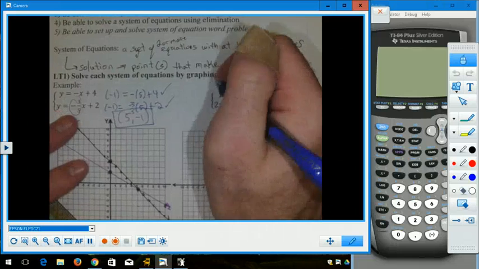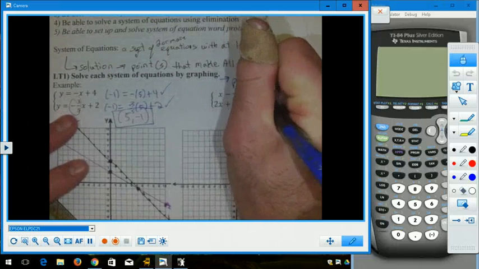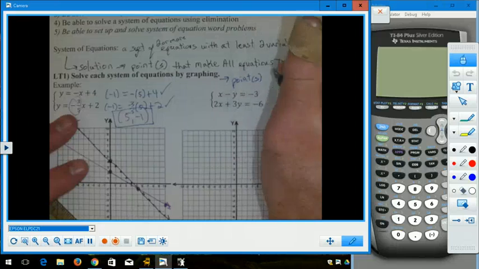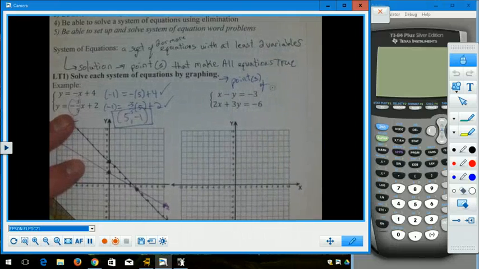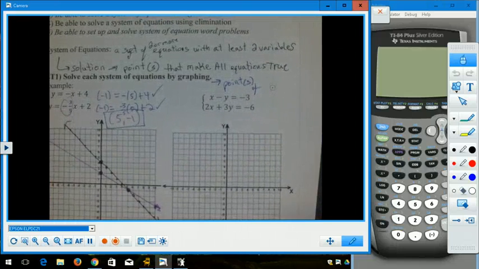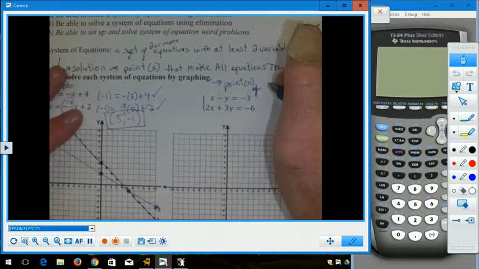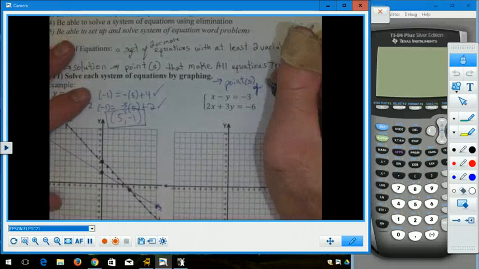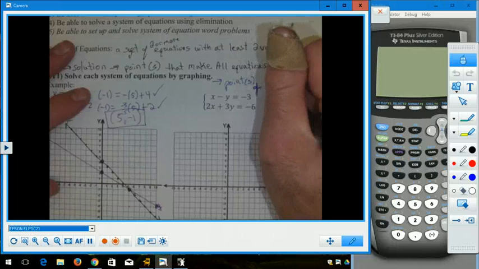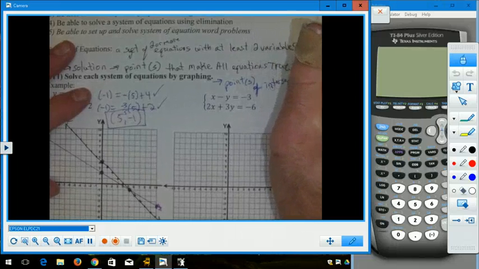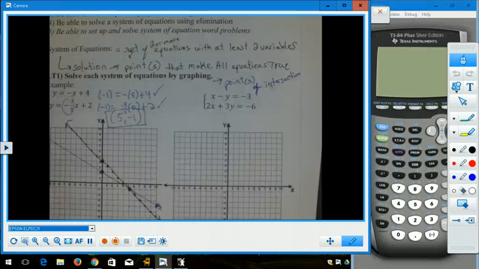So when we solve by graphing, we're looking for the point of intersection. I'm going to write points only because there are some functions that are not linear. We'll deal with those later in this course. Well, one of them. The rest you'll deal with in Algebra 2. Points of intersection, or points that make both equations true.